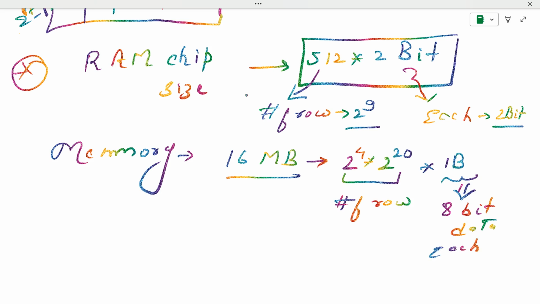Each row should contain... So why are we dividing this in such a way that we have this much rows inside the RAM and this much rows are being required for the memory.